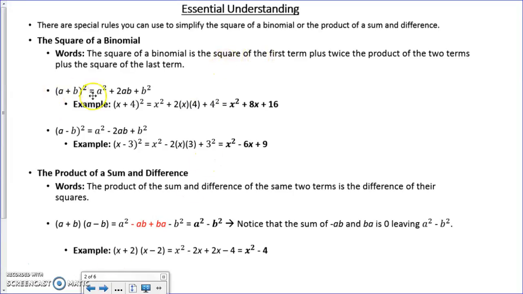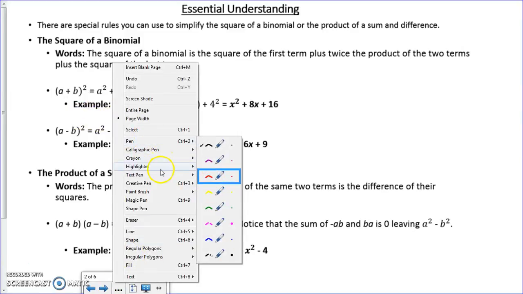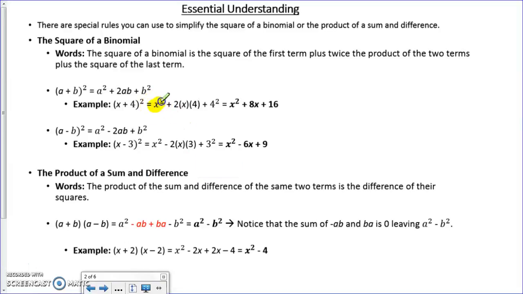It's the square of the first term plus twice the product of the two terms plus the square of the last term. An example is (x + 4) squared. So we are going to square the first term plus 2 times the product of the two terms plus the square of the last term, which is 4, which simplifies to x squared plus 8x plus 16.